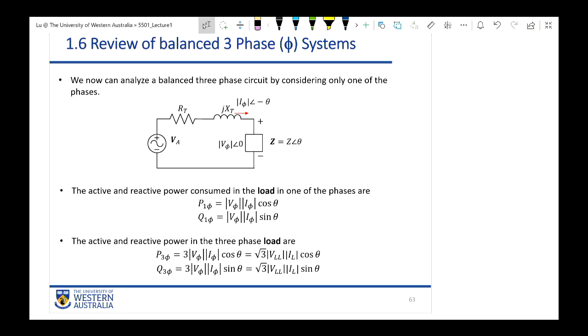And the Z equal to Z with theta angle. That is the load of the phase A on the load side. Okay, these are all the conditions. And in this question, for this single phase circuit, the active and the reactive power consumed in the load. So in other words, for these two equations, we are focusing on the load only. So how much real power is consumed by the load and how much reactive power is consumed?